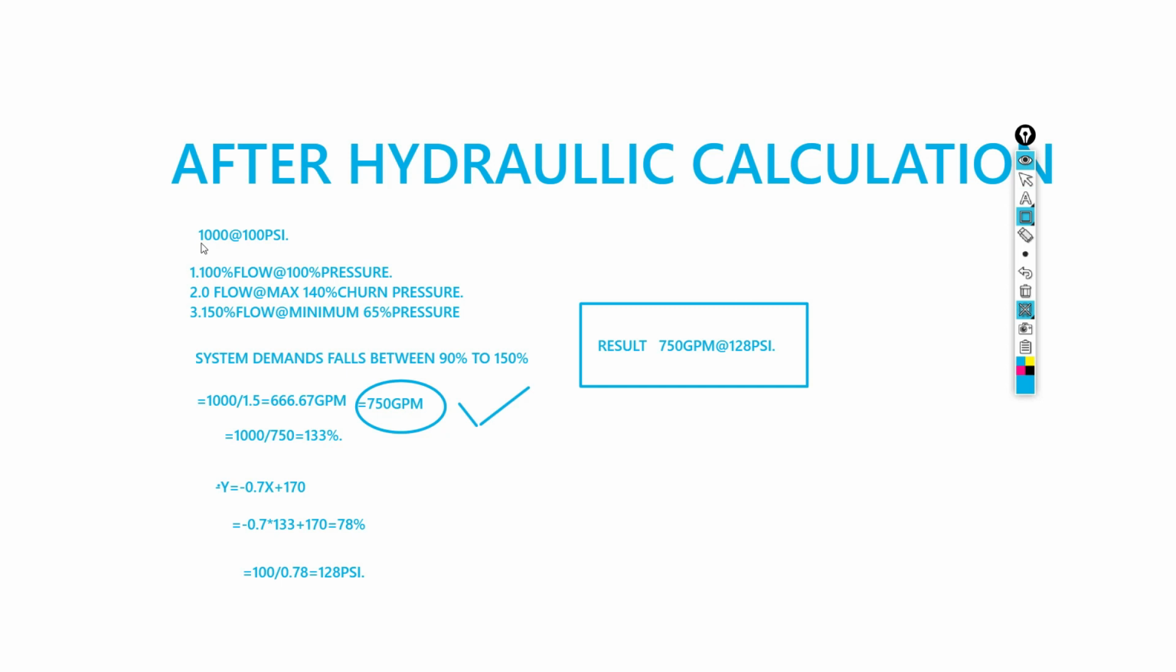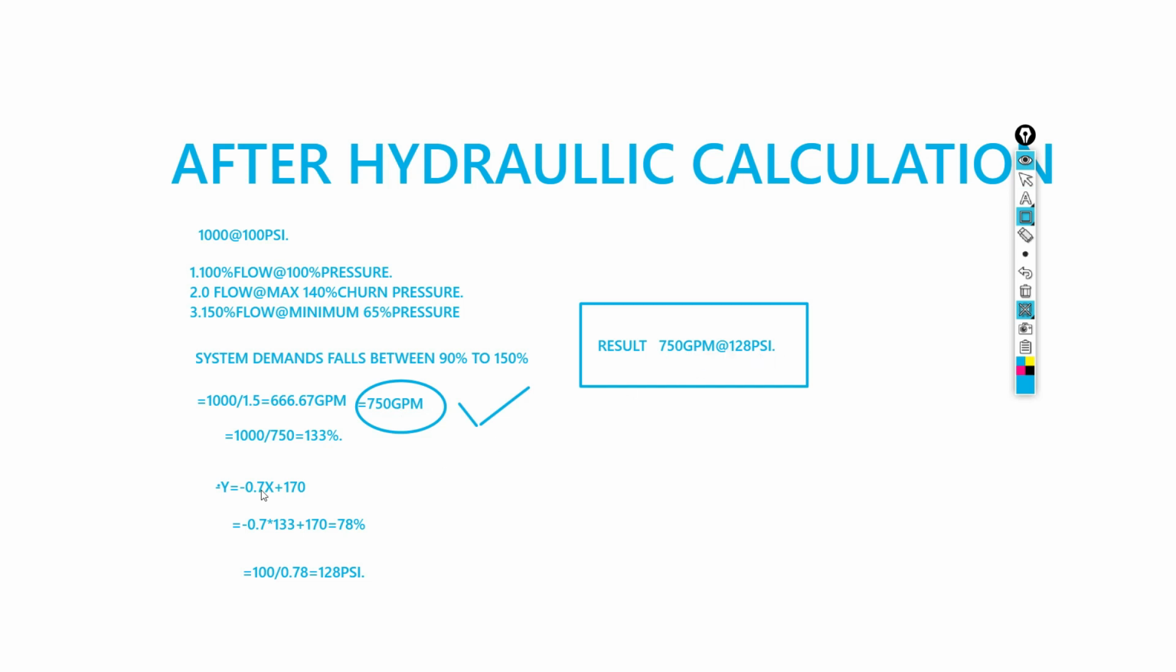So we cannot select that 1000 GPM at a rate of 100 psi because it will cost more. It's not wrong, but it will be more cost. So we can save some money. We will calculate as per the NFPA, because NFPA already gives some allowances, like we can select the pump between 90% to 150%. So we have to take advantage of that and select the pump. So finally we got 750 GPM at a rate of 120 psi.